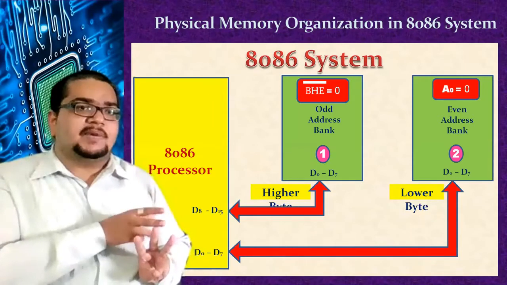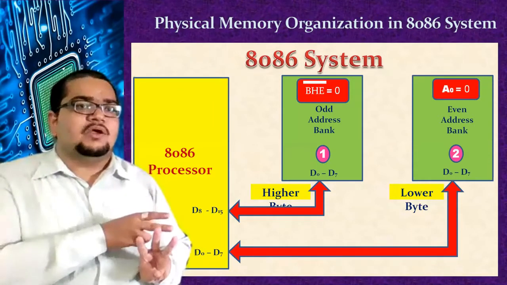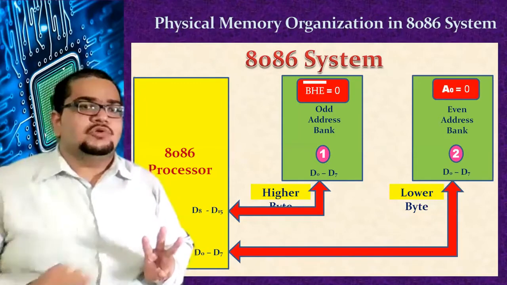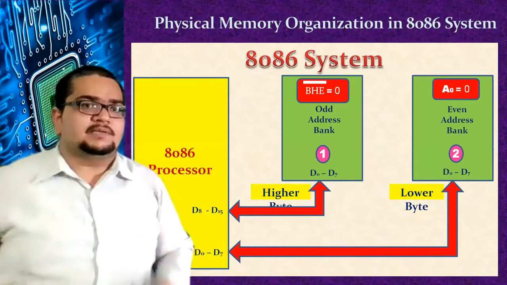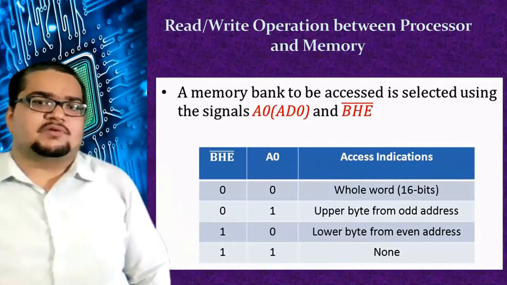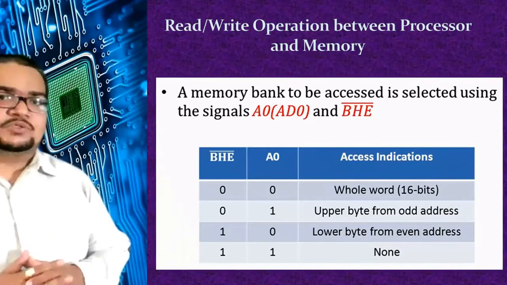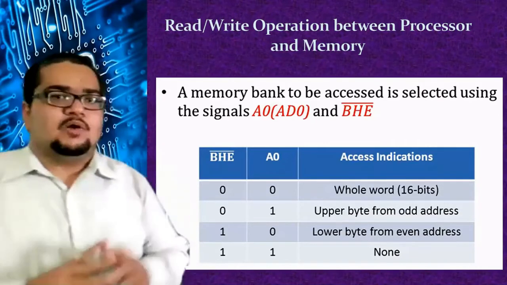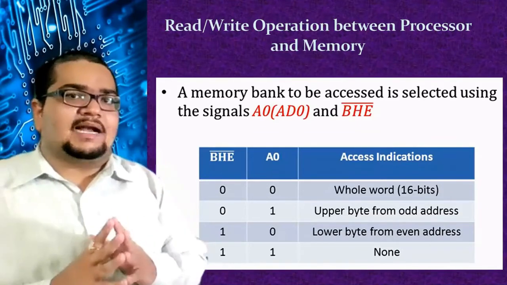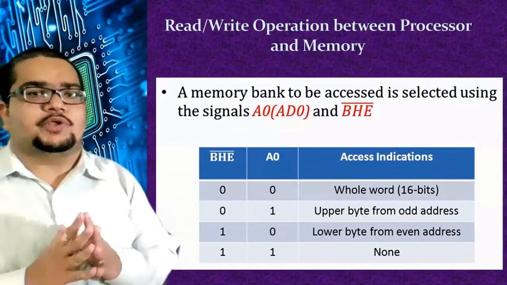But again, if it is 8-bit, whether it is located in the even bank or odd bank, we have to make sure and select appropriately. So we have to focus on this particular table right now. This table will give you an understanding of what type of data read or write operation between the processor and memory is going on.